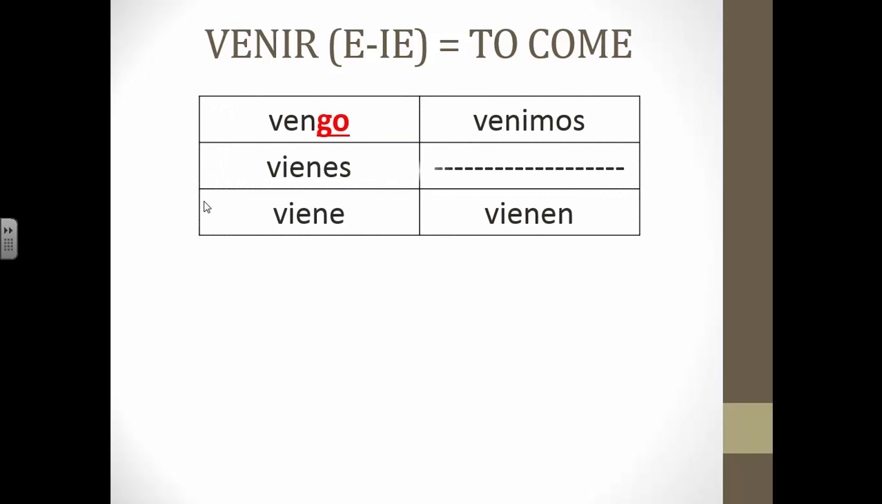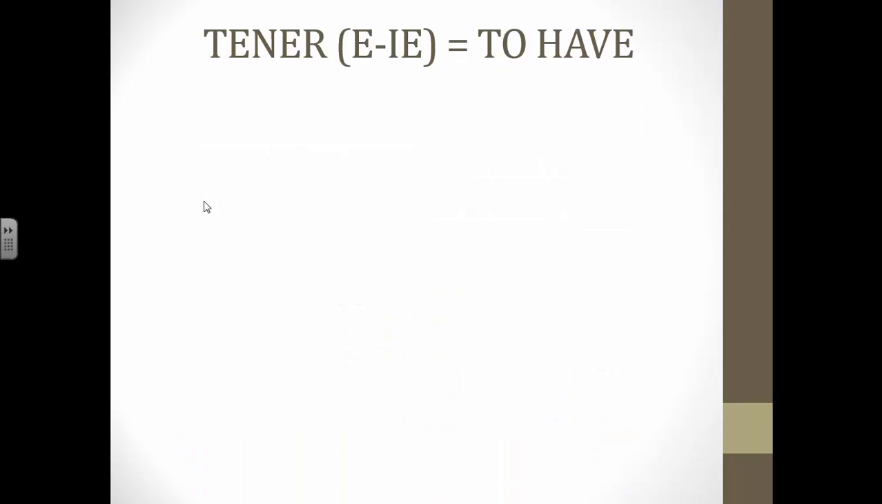Venir is an E to IE verb, means to come. So pause the video, make sure you mark down what it means and all the forms. Okay, so we have vengo, vienes, viene, venimos, and vienen. So again, notice that the yo form is a go verb. And then we have to stem change E to IE in all forms except nosotros, and then conjugate it as an IR verb.